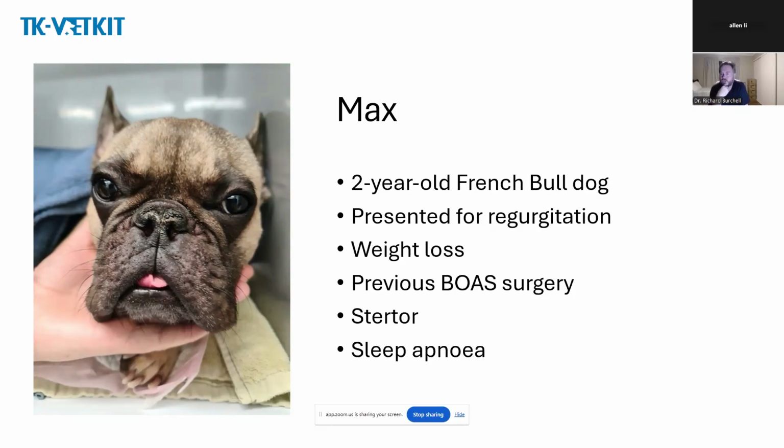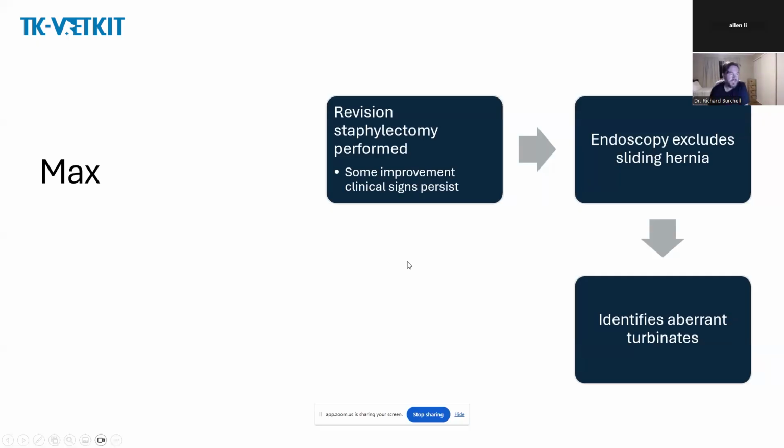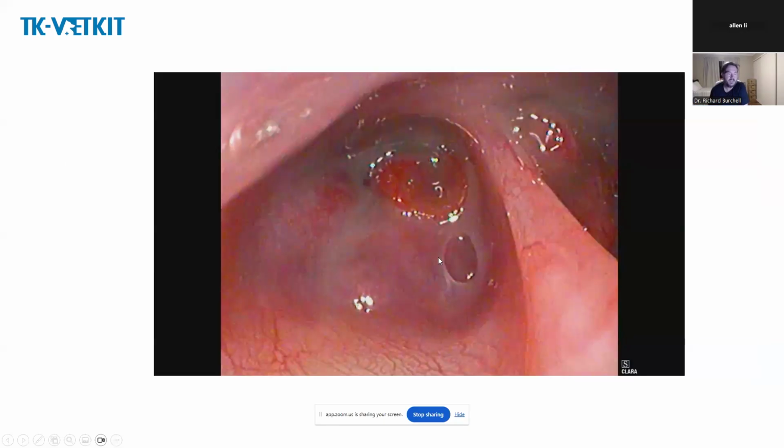He had had 2 previous Boas surgeries done, but he continued to have stertor and sleep apnea. On a CT, we found that he had severe aberrant turbinates, outlined by the arrow, that were occluding the nose. And so he had a revision staphylectomy, but it hadn't really done much. And we had done endoscopy to exclude a sliding hernia, and we had identified aberrant turbinates.